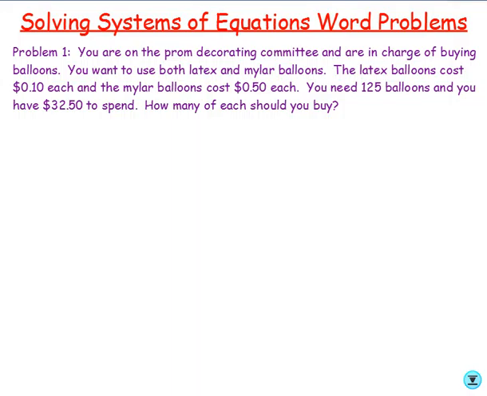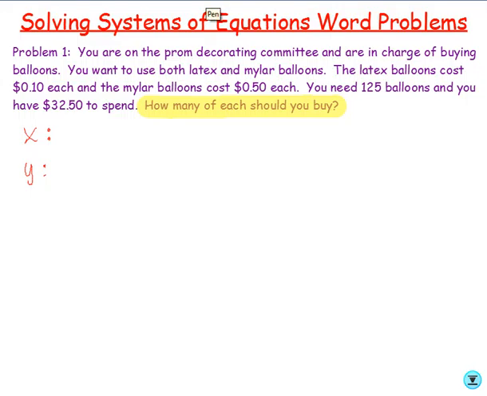Once you've read all the way through, the next thing to focus on is establishing what your variables represent. When we have systems of equations, we typically have two variables, x and y. So what we want to decide is, what do these represent for us? The easiest way to decide is by looking at the question, and the question is typically your last sentence. So our question here is, how many of each should you buy?